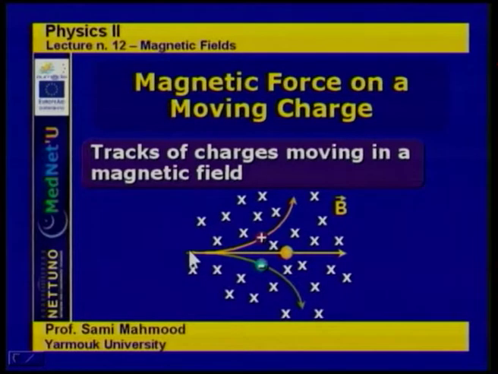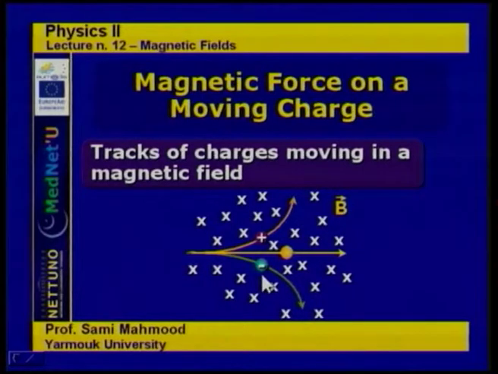However, a positive charge would be drifted upward if the magnetic field is going into the page. These crosses mean that the magnetic field is directed inward into the page. So the direction of the force acting on a positive charge is in the same direction of v cross b, which would be upward. That means it will drift the path of the positive charge upward, and vice versa.